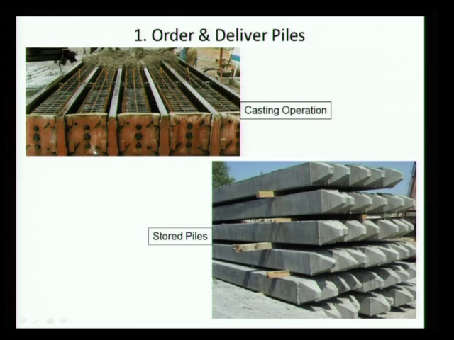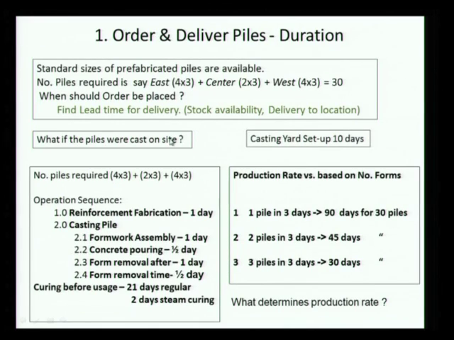So a lot of times people say, look, I don't want to wait for the 21 days, I am going to steam cure it and start using it early. If I have multiple fabrication beds, you can see it here. If I had only one mold, it will take more time. So how many molds? I need 30 piles. How many molds should I invest in? That is another critical driver of my rate of production of piles.